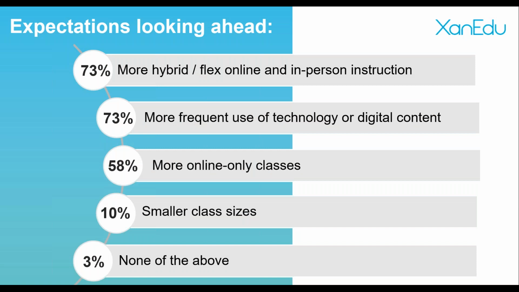So let's look ahead. And this is a survey that was done in 2020 by Faculty Watch, which is a very robust survey instrument, and was published in 2021. So they asked faculty members, what do they expect? The huge percentage of them, 73%, expected to see more hybrid and flexible online and in-person instruction. And 73% also expect to see more frequent use of technology and digital content. More than half, more online-only classes, and then several smaller class sizes.